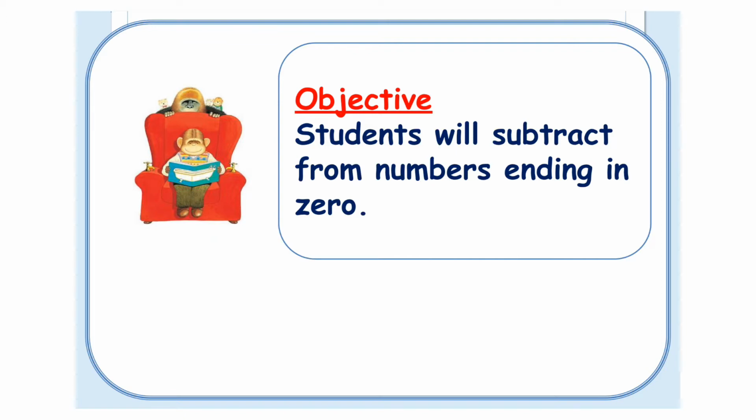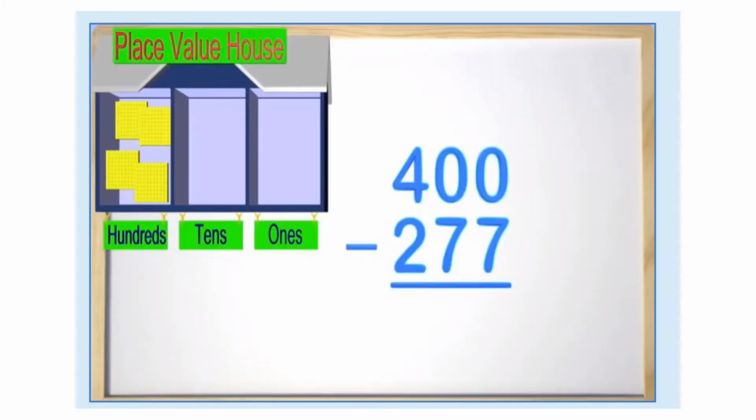Before I begin, let me bring my place value house and show you what 400 looks like. In the number 400, the zeros mean there is nothing in that place. In the tens and the ones place, there are no blocks, which means the number is 0. In the hundreds place, I can see 4 flats.